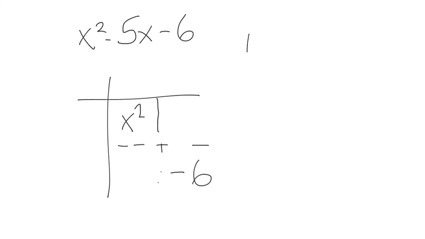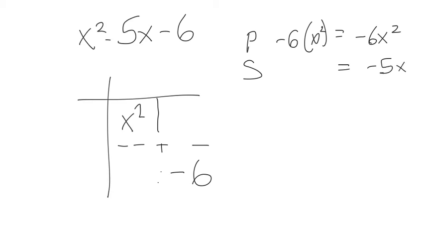So the product rule says that I need to have two numbers that multiply to be negative 6 times x squared, which is negative 6x squared. So I need two terms which multiply to give me negative 6x squared. But my sum rule says that I need to have two things which add to give me negative 5x. So I need two numbers which add to give me negative 5x.